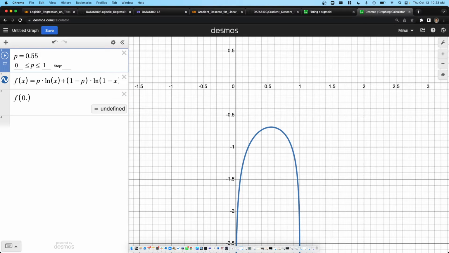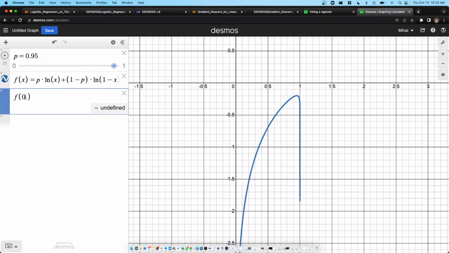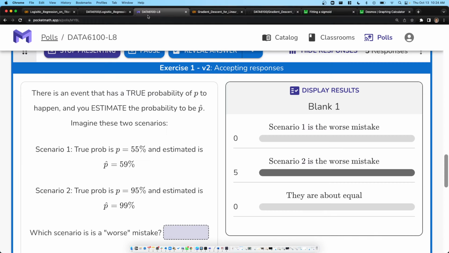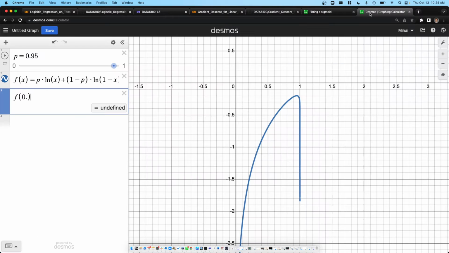Oh, it occurs to me something might go wrong. That'll be exciting. Let's see what happens. So I'm gonna put a 95 and 99, right? That was the other situation. 95 and 99.